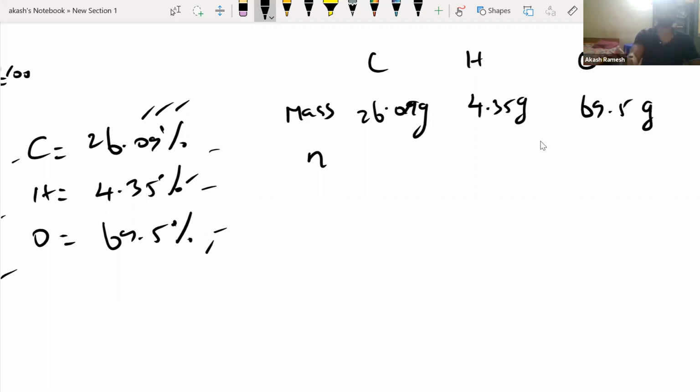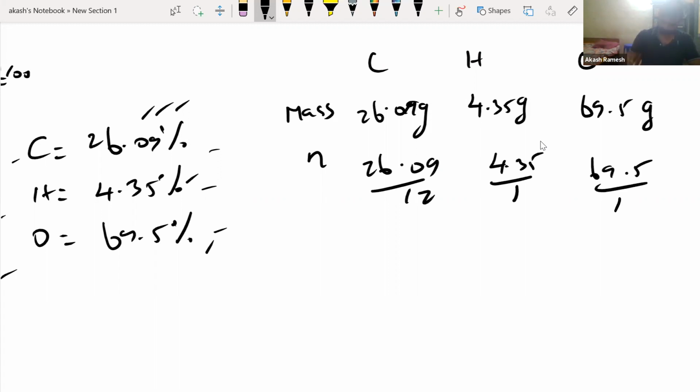Okay, this you fill first. From the percentage values, you can easily fill the mass, and these are the given masses. Now you can calculate the number of moles. The number of moles would be 26.09 divided by 12, 4.35 divided by 1, because for hydrogen it is 1, for carbon it is 12 atomic mass, and here it would be 69.5 divided by 16. No issues, right? Okay, fine.